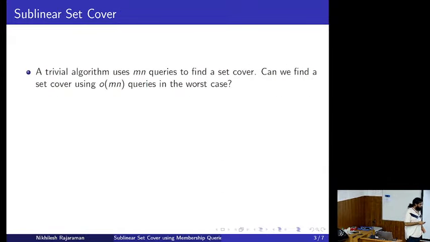Okay, so let's try to see what we can do. A very trivial approach: you have m subsets and n elements. You just run all possible pairwise membership queries, and that way you retrieve the entire set cover instance. And then you can just run your favorite set cover algorithm. So you can do it with mn queries. But the interesting question is, can we do better than that?